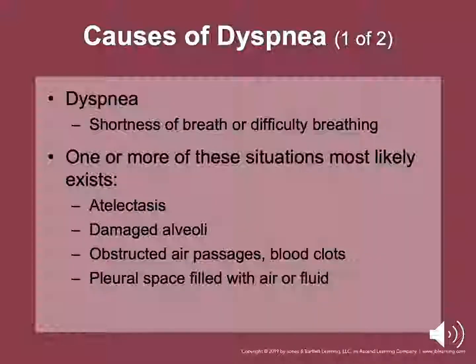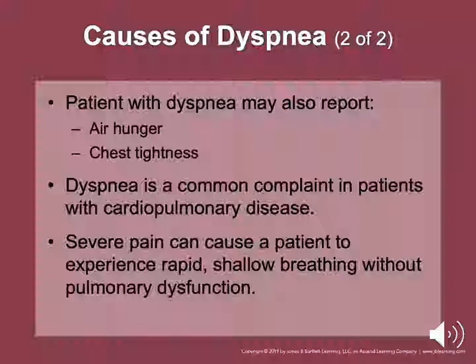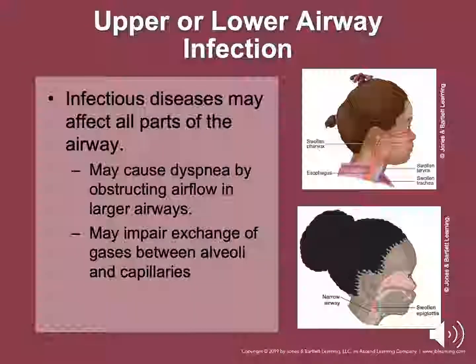Dyspnea, shortness of breath, or breathing difficulty, can have several different causes. If the problem is severe and the brain is deprived of oxygen, the patient may not be alert to any kind of change. So the causes of dyspnea are air hunger and chest tightness. It is a common complaint with patients with cardiopulmonary diseases. Severe pain can cause the patient to experience rapid shallow breathing without pulmonary dysfunction. Infectious diseases may affect all parts of the airway, may cause dyspnea by obstructing airflow in the larger airways, and may impair exchange of gases between the alveoli and the capillary.